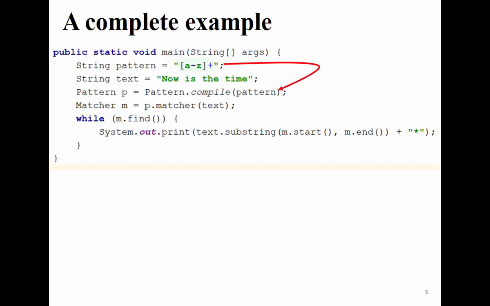Then once we create the pattern, we need to compile the pattern, so Java is ready after we compile the pattern. Then we create what we name a matcher, which is going to take our compiled pattern and run it through the text, in this case a string, now is the time. And then we use m.find, which will allow us to iterate through all the matches for this regular expression. And we also use m.start and m.end to extract the part from the text that really matches this pattern.